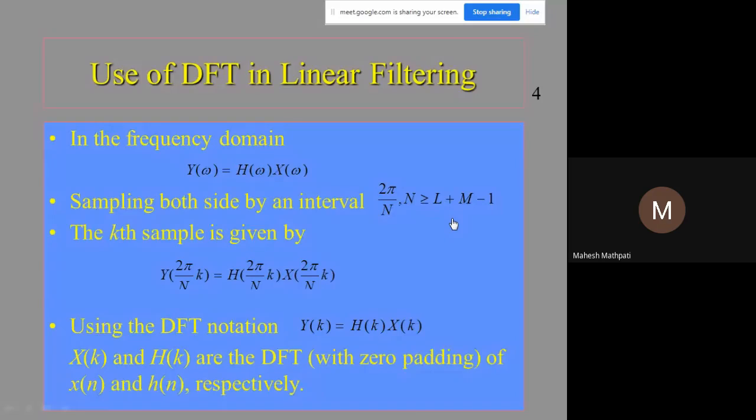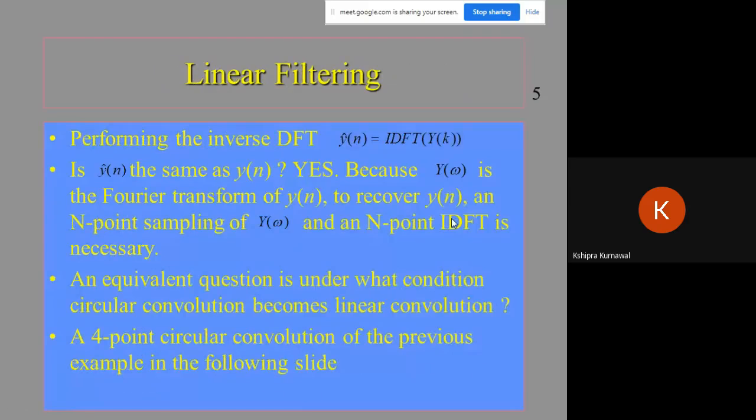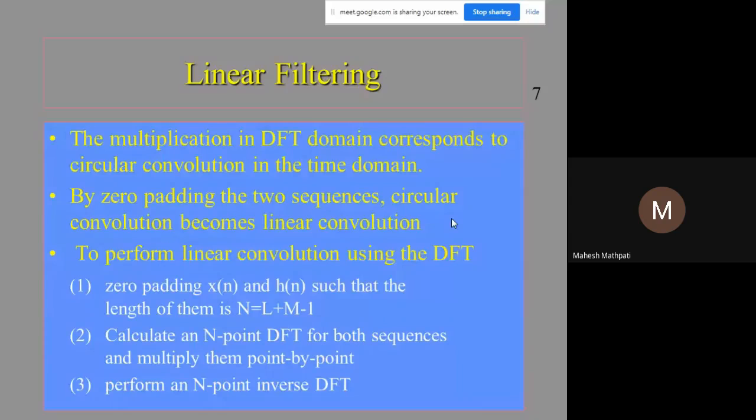If I take n equals 5, then the answer I get is the same as the first answer we calculated, but we get 1 extra point as a 0, which doesn't carry any meaning. Understood? Yes, sir. So why do we have to choose the value of n greater than or equal to L plus M minus 1? To get the result without aliasing. That is how we can use the DFT for performing linear filtering.